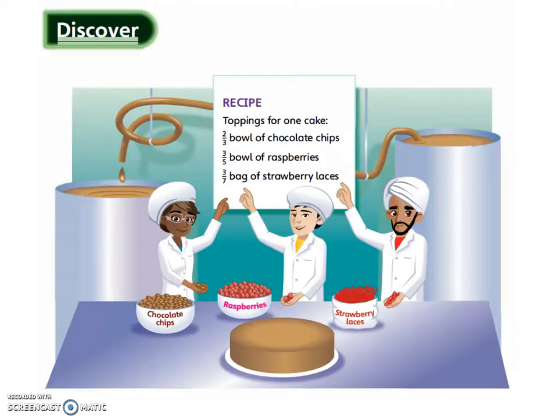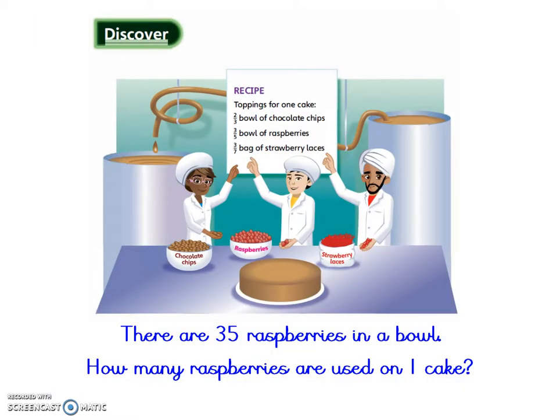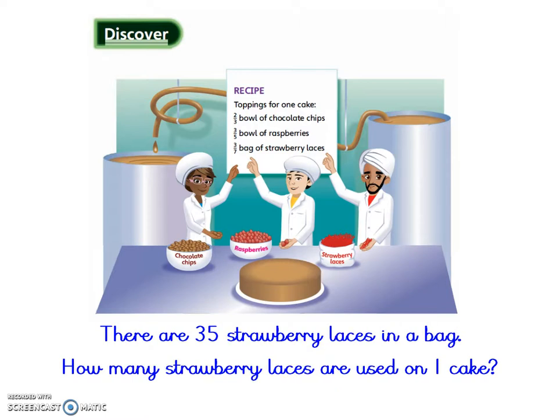Opening up our textbook, we can see that our problem again is relating to our kitchen scene, where we can see a recipe for the toppings for 1 chocolate cake. For question 1a, we're asked there are 35 raspberries in a bowl. How many raspberries are used on 1 cake? And for question 1b, there are 35 strawberry laces in a bag. How many strawberry laces are used on 1 cake?